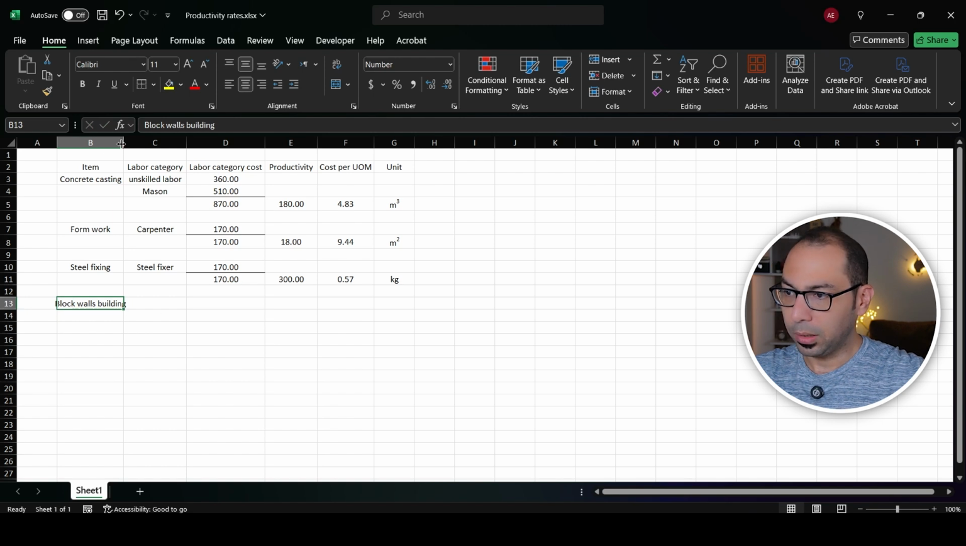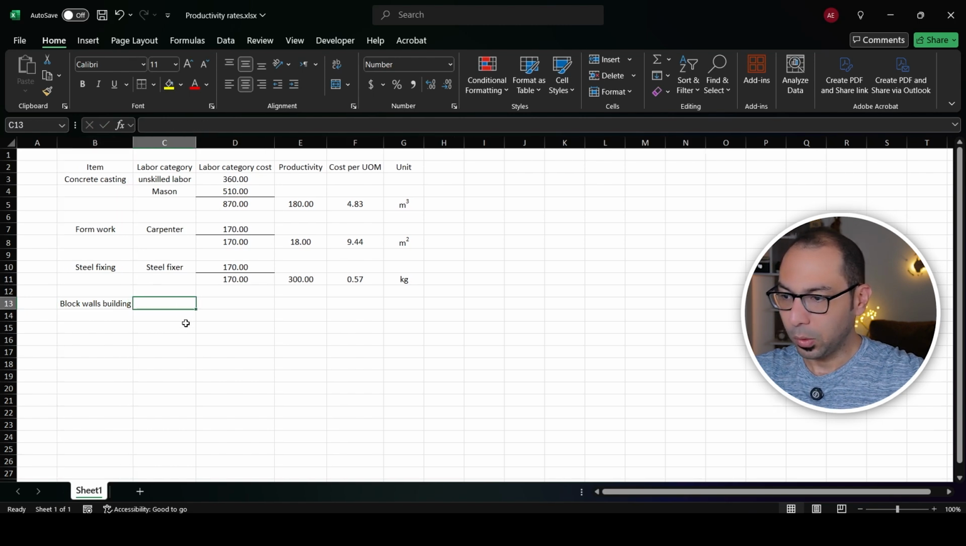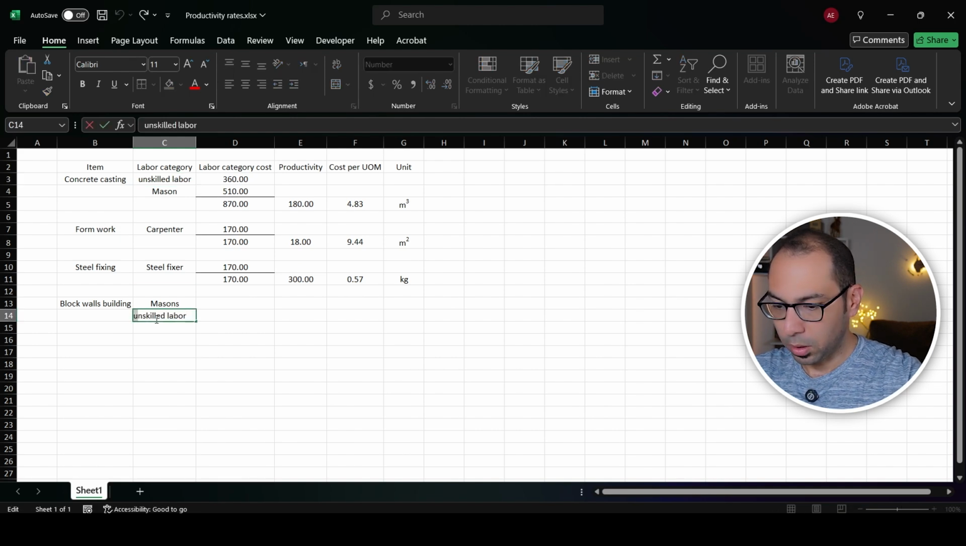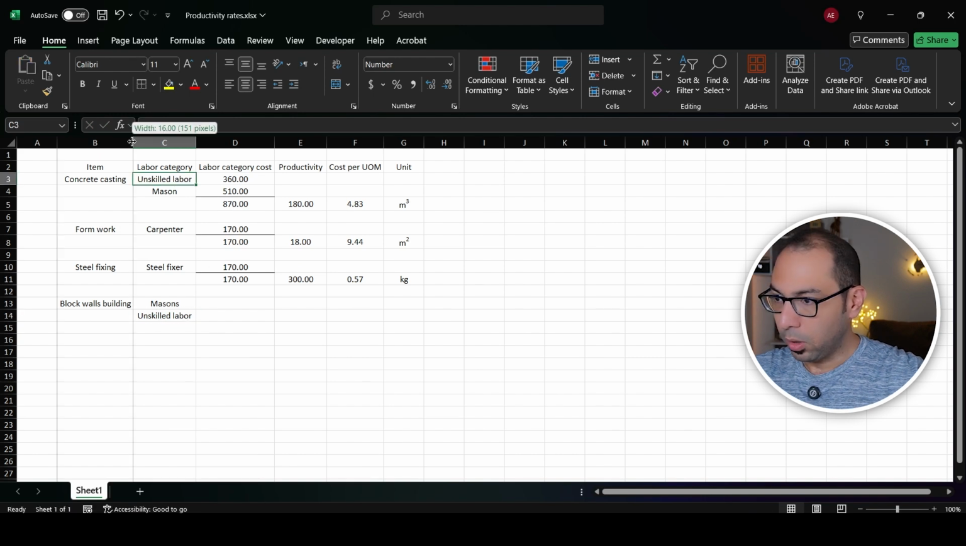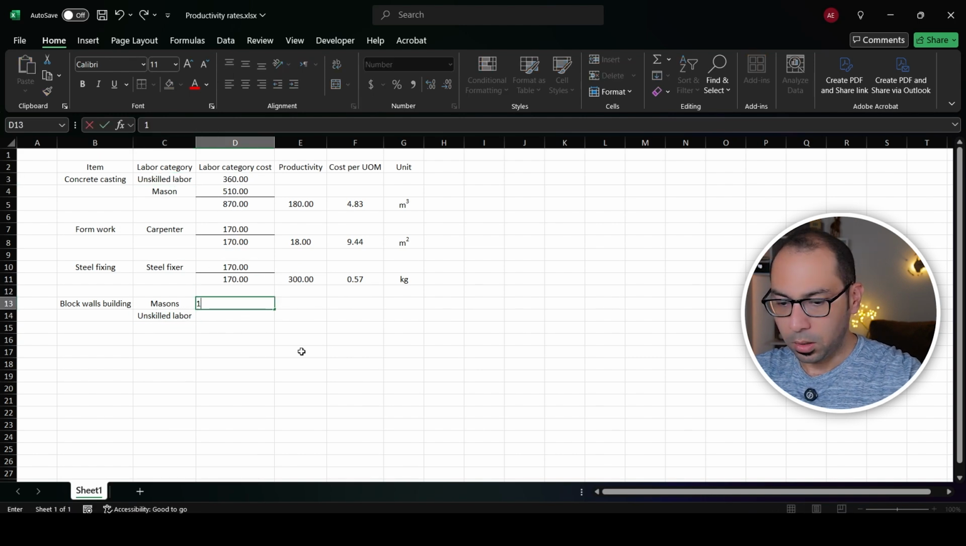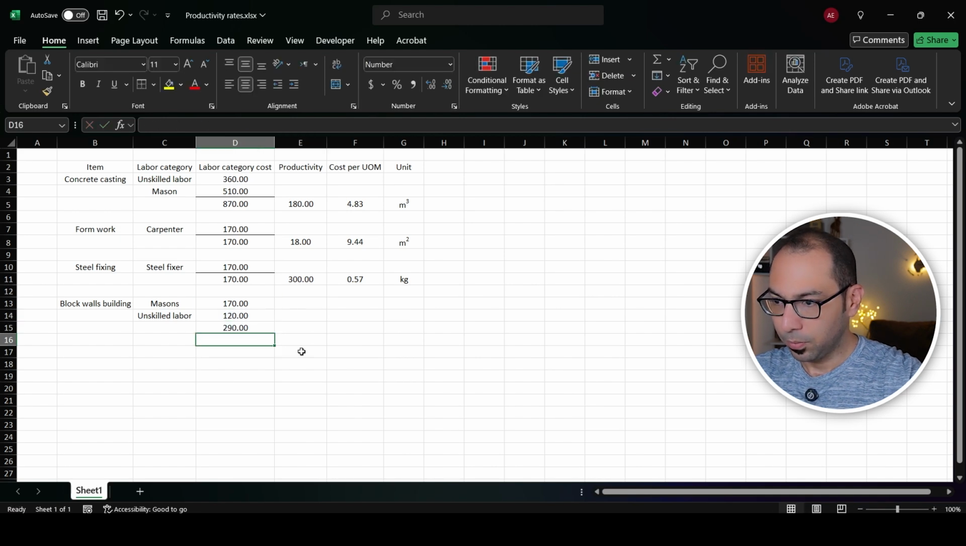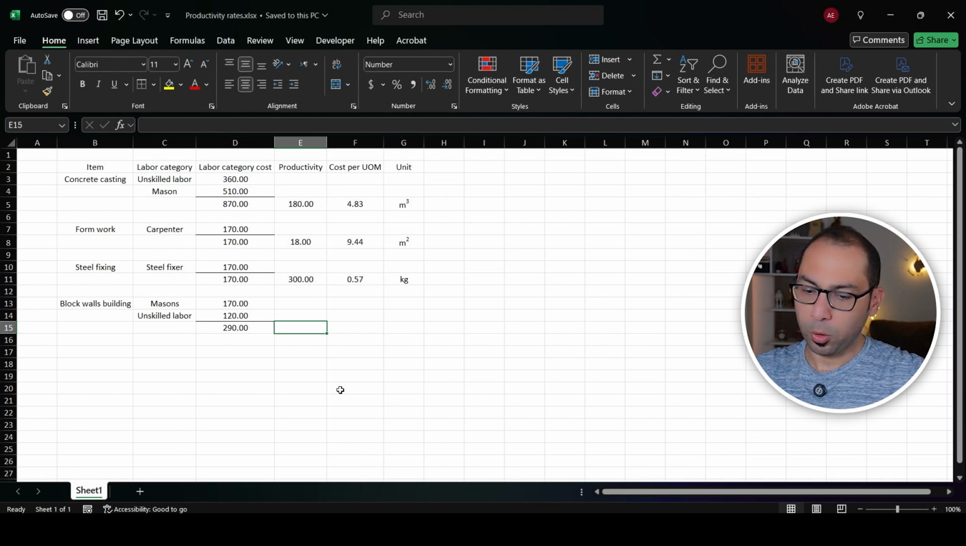So we are building block walls. For this, we need masons and we need again unskilled laborers. So, unskilled labor here. Let me just use the same here. Okay, so one mason I need here, 170, and one unskilled labor, 120. So 290.